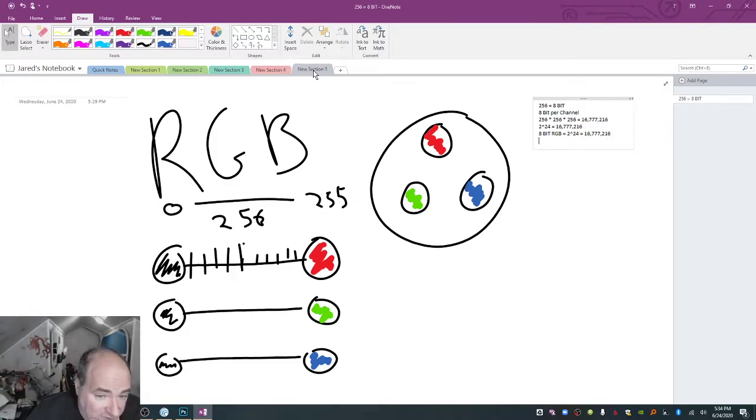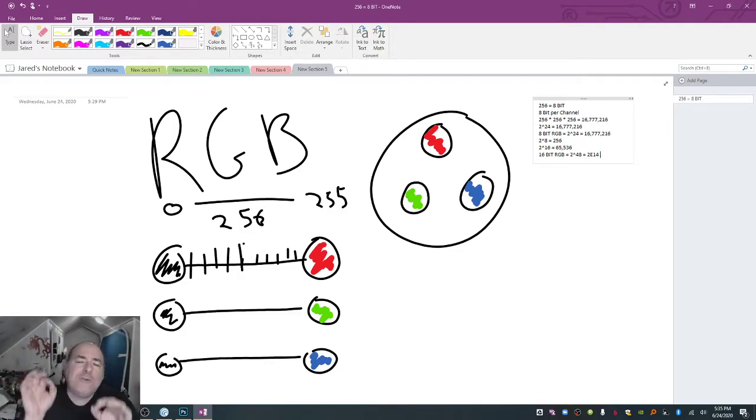What if, however, instead of having 8 bits per channel, which is 2 to the 8th power, we had 16 bits per channel? What if instead of going 0 to 255, we went from 0 to 65,535? How many colors would that be? Well, that would be 16-bit RGB, which is the same as 2 to the 48th power, which is a lot. I can't even give you a number for it.